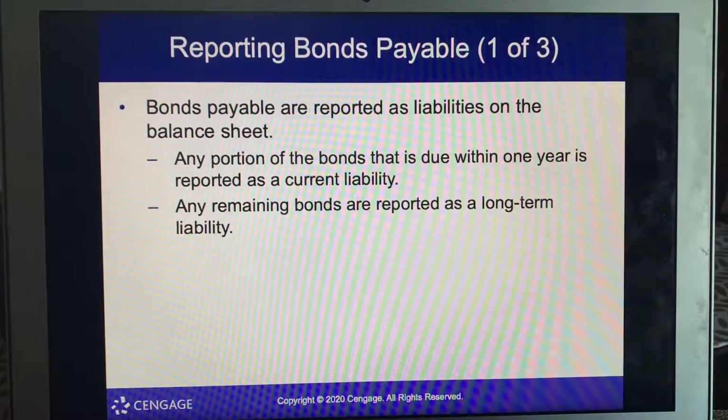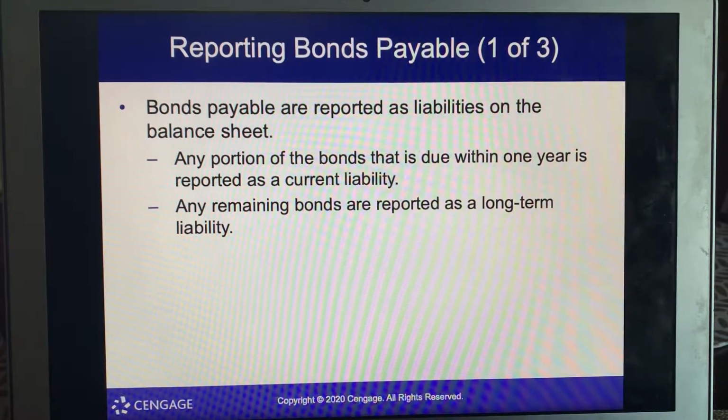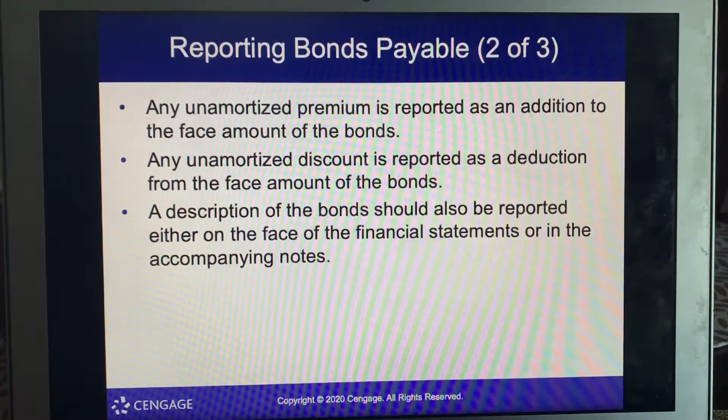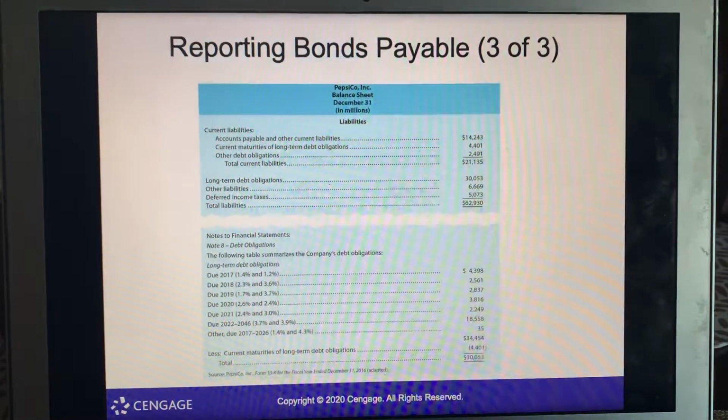By the way, this usually happens for larger corporations. You typically won't see bonds payable on small businesses. Any unamortized premium is reported as an addition to the face amount of the bonds. Any unamortized discount is reported as a deduction from the face amount of the bonds. A description of the bonds should also be reported either on the face of the financial statements or in the accompanying notes. So keep that in mind.